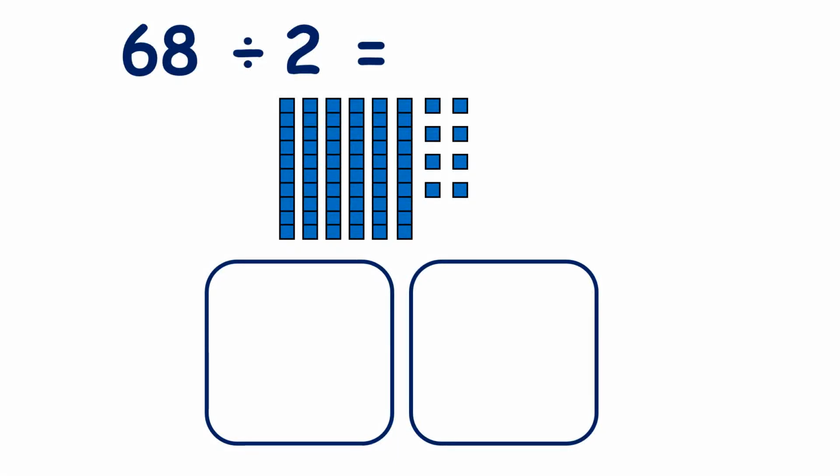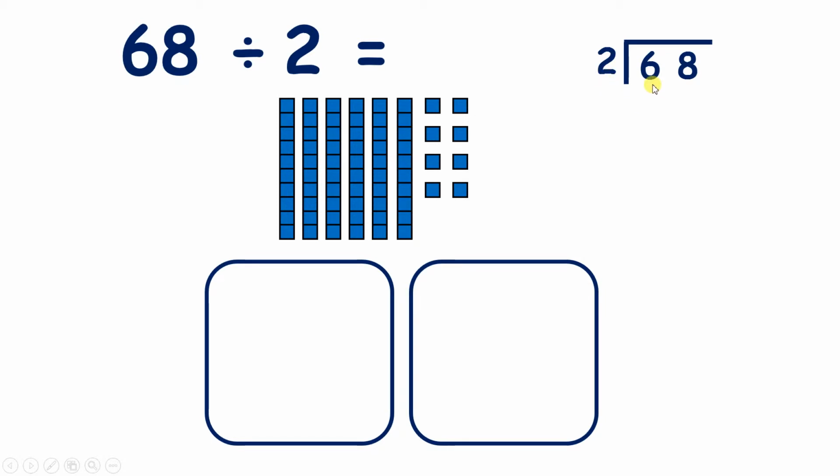We have 68 divided by 2. So we have 6 tens and 8 units, and we need to divide those into 2 groups. So now we're going to learn long division. So we write our dividend with a line on top of it and a line to the left, and we write our divisor on the left.